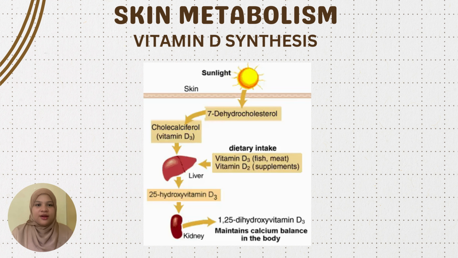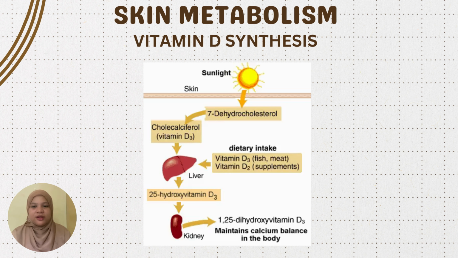The skin contains a cholesterol derivative called 7-dehydrocholesterol in the stratum basale and stratum spinosum layers of the epidermis. When the skin is exposed to UVB radiation from sunlight, 7-dehydrocholesterol absorbs the UVB photon. UVB energy converts 7-dehydrocholesterol into an unstable molecule called free vitamin D3 through a process of photochemical isomerization. Free vitamin D3 is thermally converted into vitamin D3, which is a stable form.